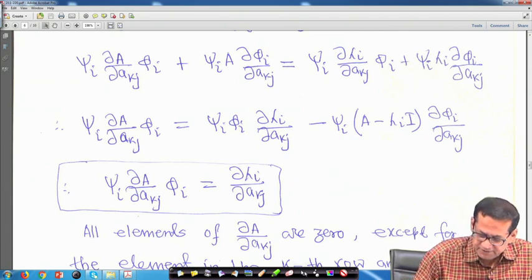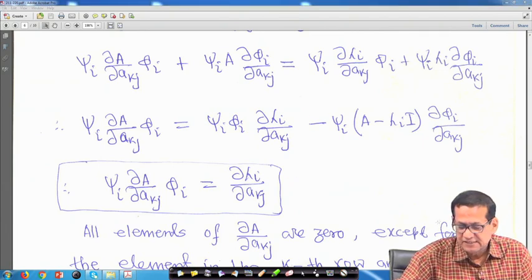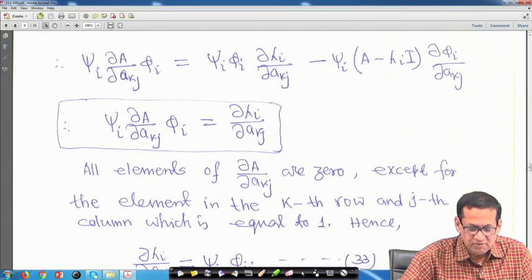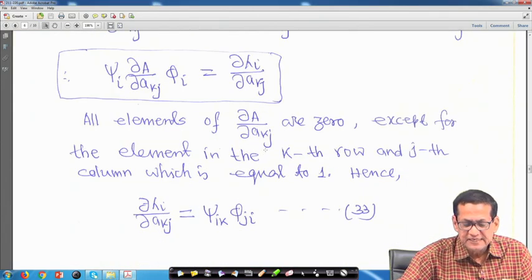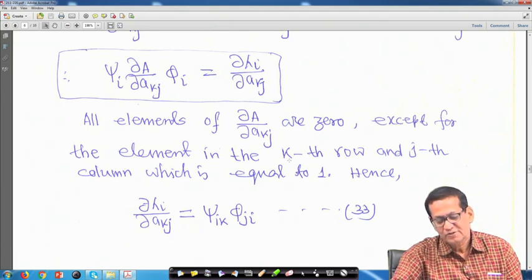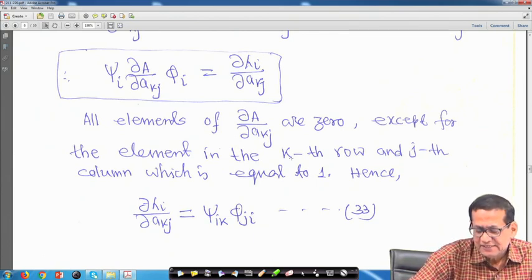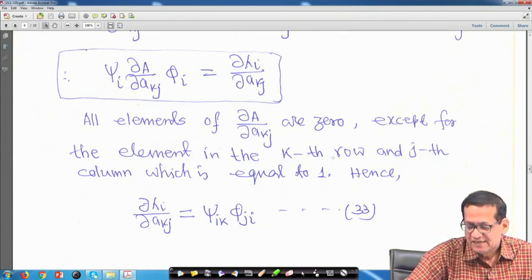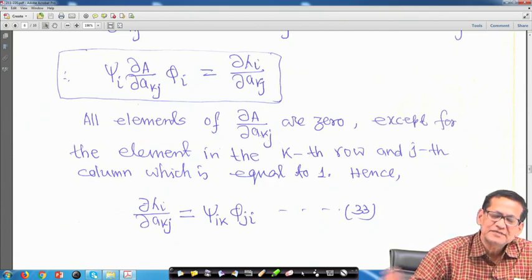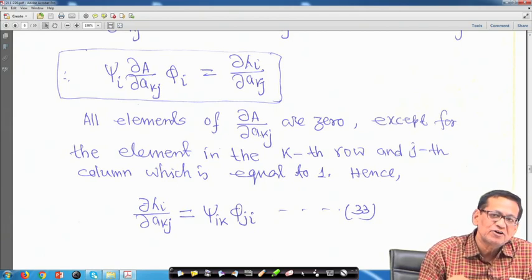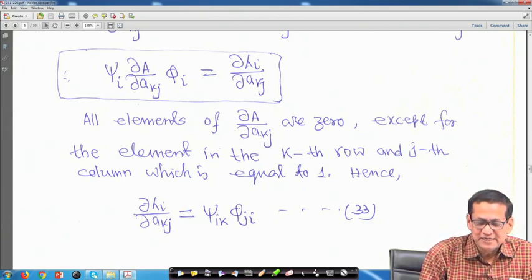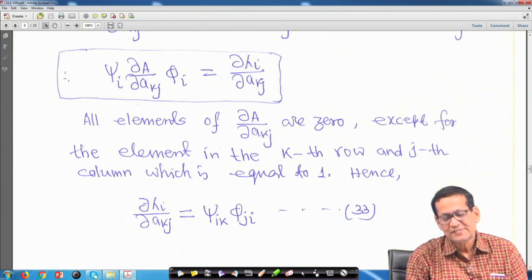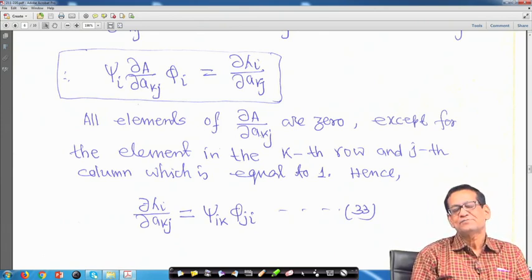Equation number I have not given here, but I think it is understandable for you. Now, all elements of ∂A/∂A_kj are 0 except for the element in the kth row and jth column, which is equal to 1, because we have taken the derivative with respect to A_kj, that particular element. So, it will be 1.